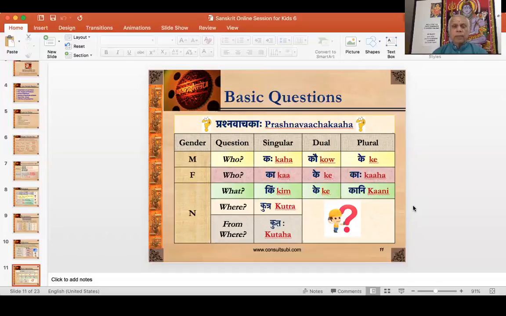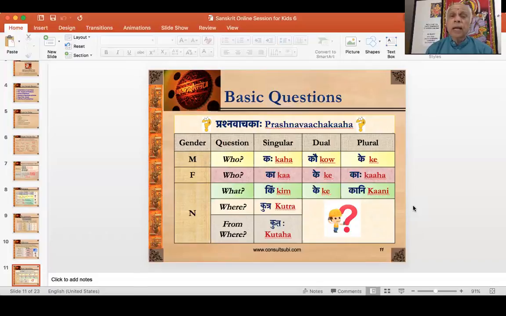For example, who are you? So who is a question word. And it will vary according to singular, dual, or plural. In English, it doesn't matter really. You can say, who are you to a singular person. You can also say plural, who are you? Who are you people? Who are you guys? In both cases in English it is the same, but in Sanskrit it's different.